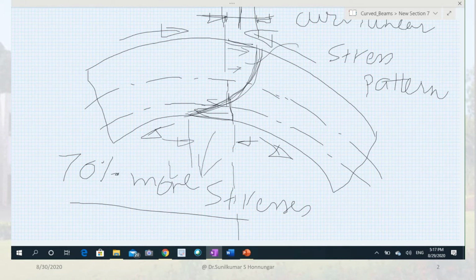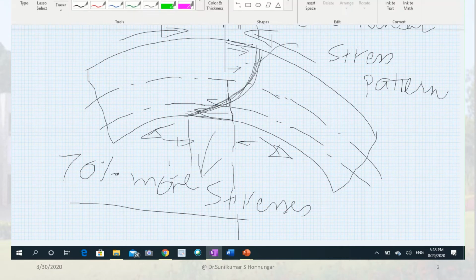And what about the outer fiber? On the outer fiber, only 30% of the straight beam stresses act. So compared to a straight beam, only 30% of the stresses are going to act in the curved beam on the outer fiber, and 70% more stresses are going to be applied on the inner fiber of the curved beam as compared to the straight beam. That you have to understand. And the stress pattern is not straight, it is curvilinear.